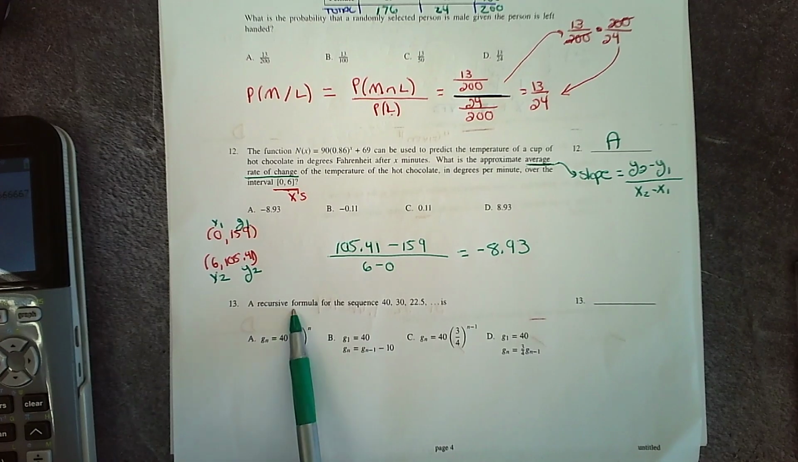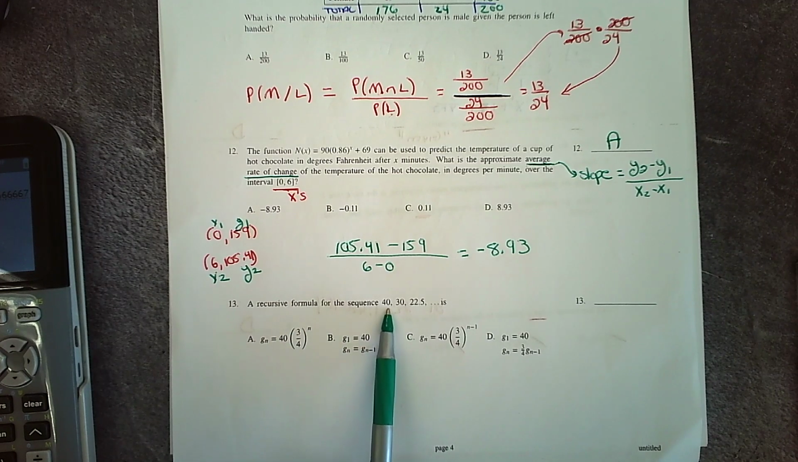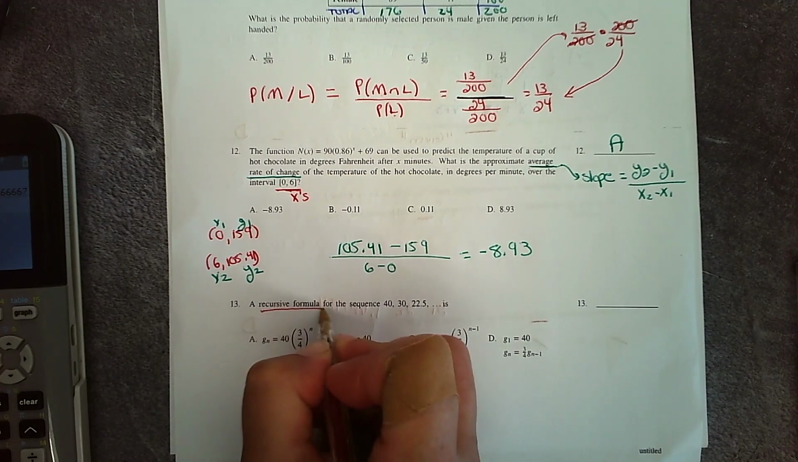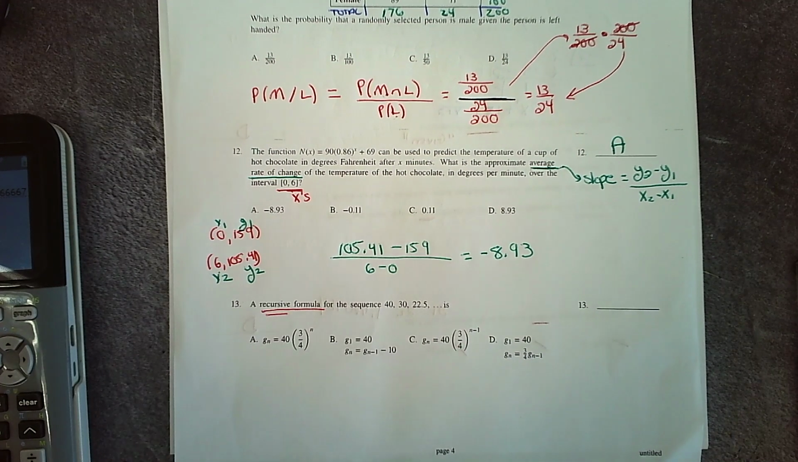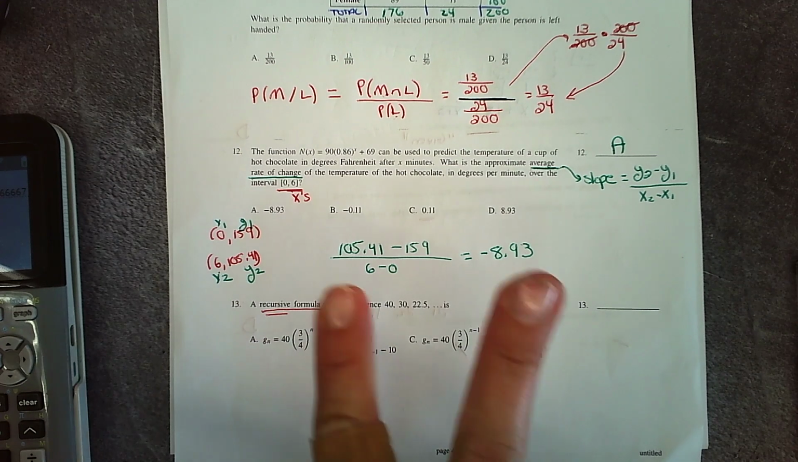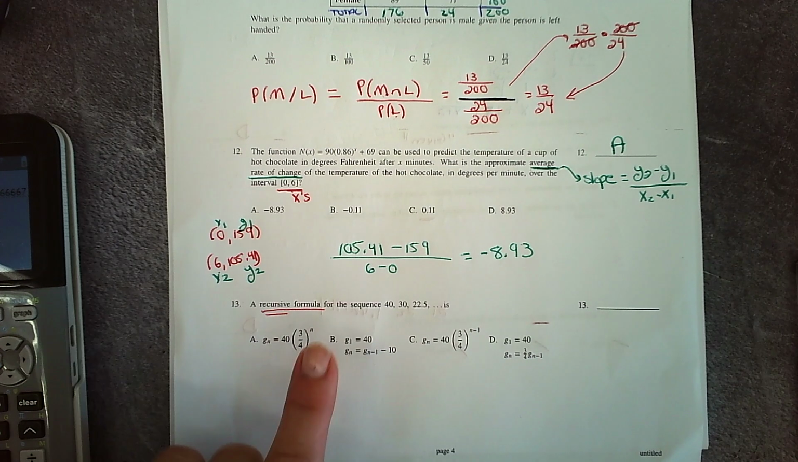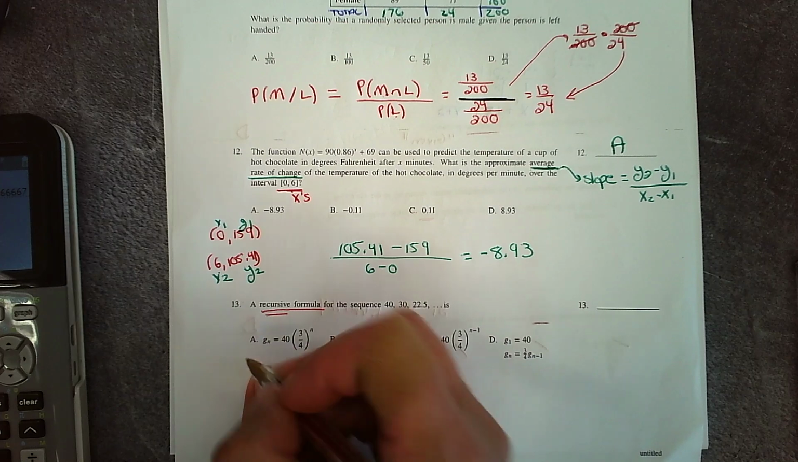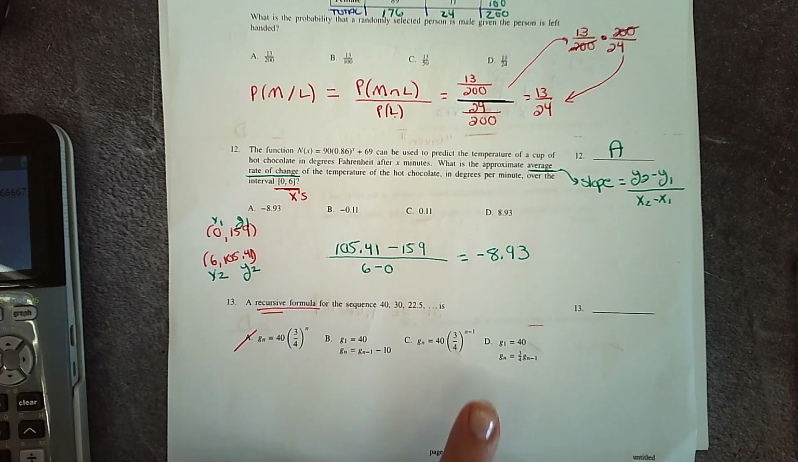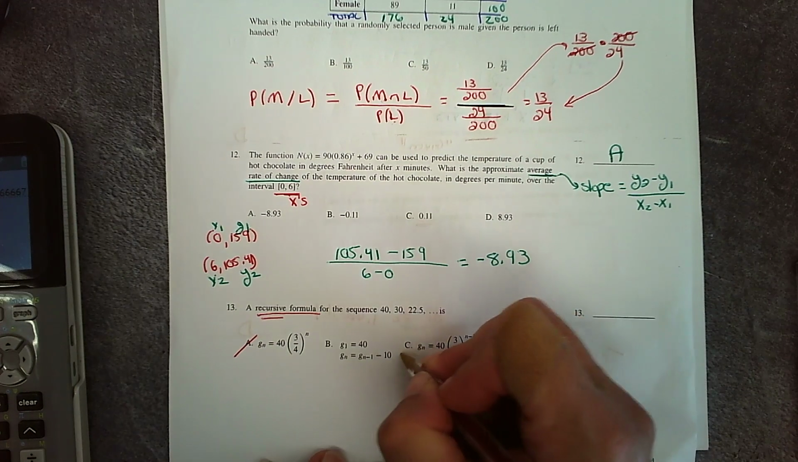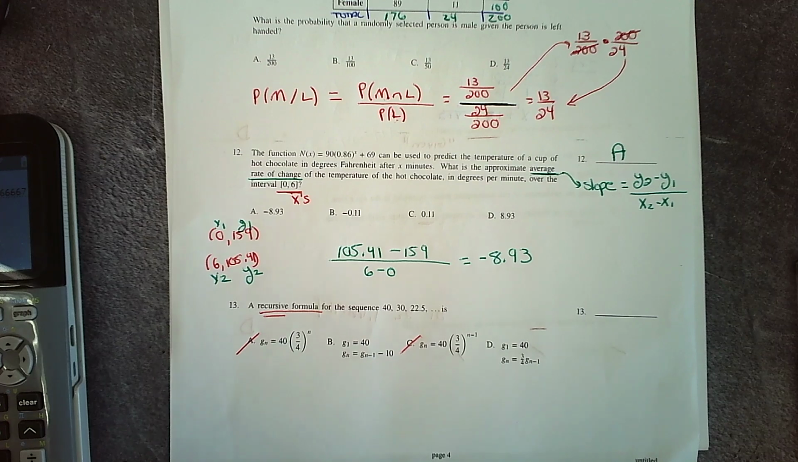Okay. A recursive formula for the sequence 40, 30. Okay. First red flag is the word recursion. Recursion or recursive means there needs to be 2 parts of my answer. A only has 1 part, so I'm going to cross that off. And C only has 1 part, so I'm going to cross that off. Now you're down to at least a 50-50 guess, okay?